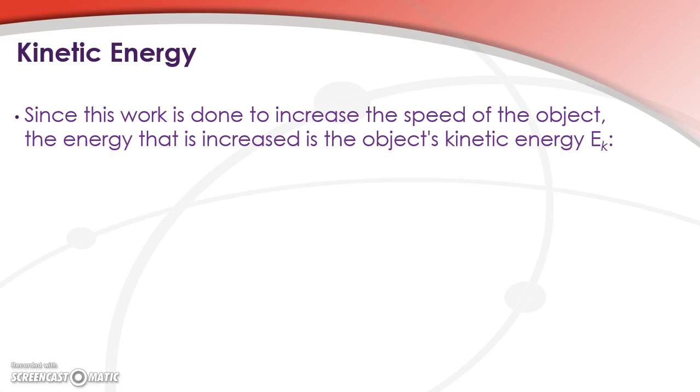So back to kinetic energy. Since that's the work done to increase the speed of the object, the energy that's increased is the object's kinetic energy, EK. So the change in kinetic energy is 1/2 mv2 squared minus 1/2 mv1 squared.